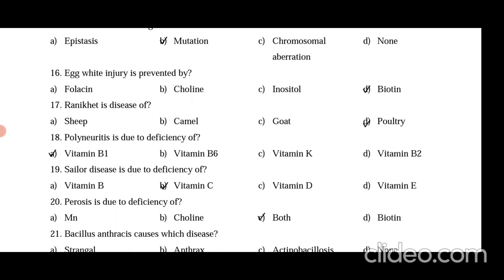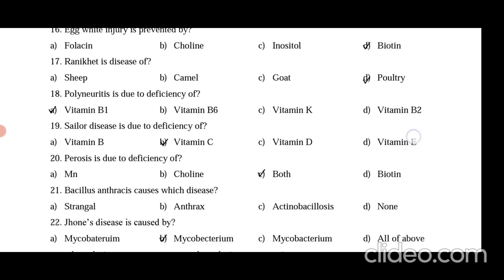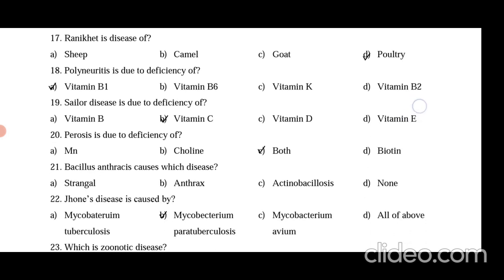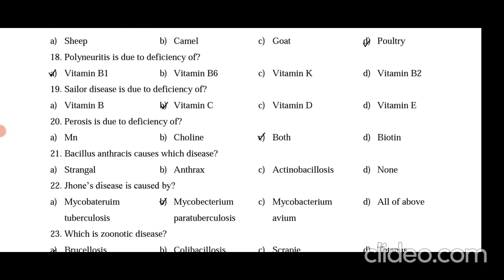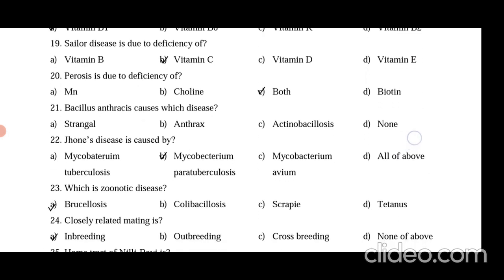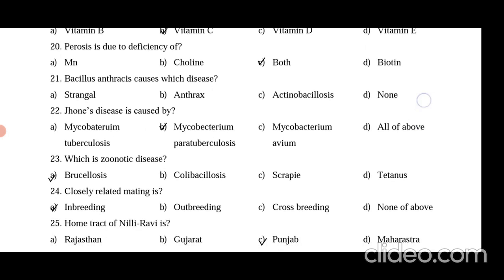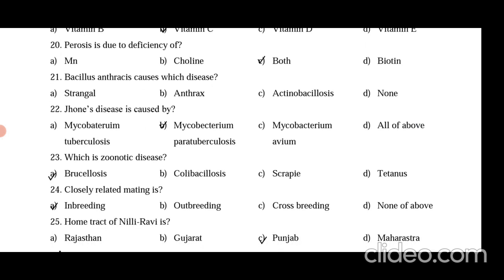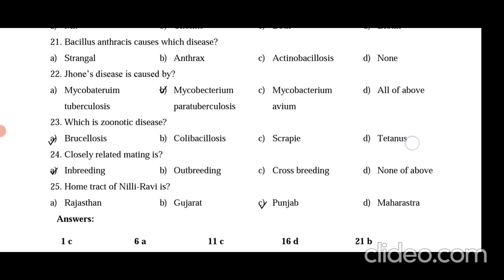Bacillus anthracis causes anthrax. Johne's disease is caused by Mycobacterium paratuberculosis. Brucellosis is a zoonotic disease. Closely related matings is inbreeding. Home tract of Nili Ravi is Punjab.